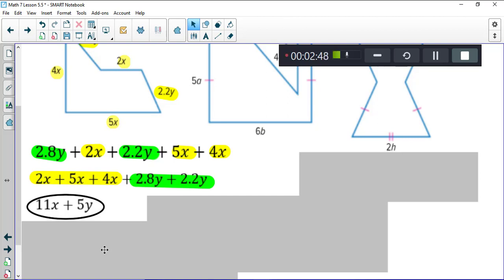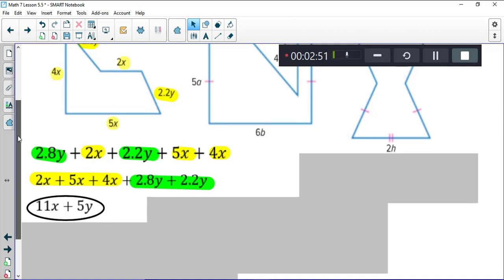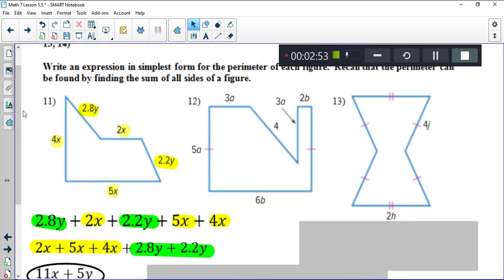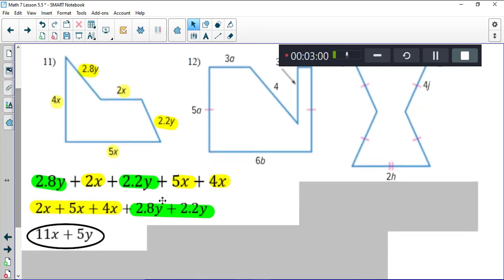All right, let's take a look at our next shape, which kind of looks a little bit like a whale. And again, we're just going to go around this figure and add these all together. I actually started with this 3a at the top and just went clockwise around the figure again.